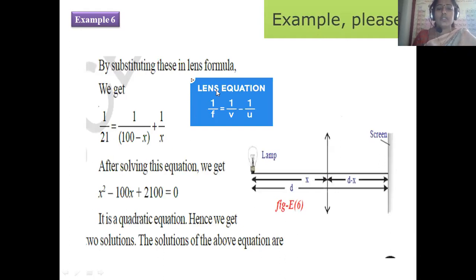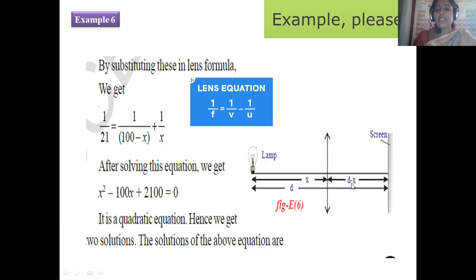Right. So here, the lens equation, which is already familiar to us, 1 by f is equal to 1 by v minus 1 by u, can be taken. Here f denotes focal length, v denotes image distance, and u denotes object distance. The focal length value is given within the problem, that is 21.